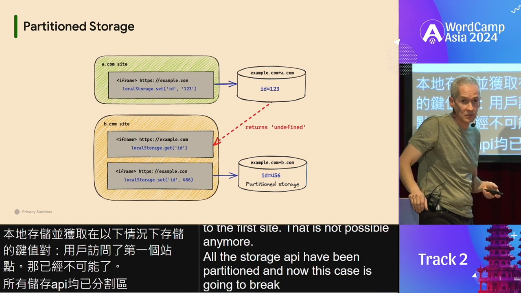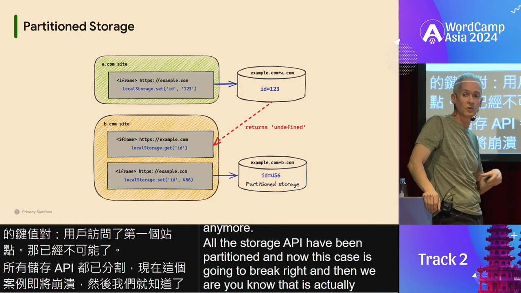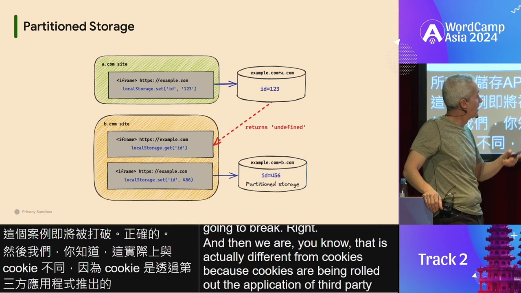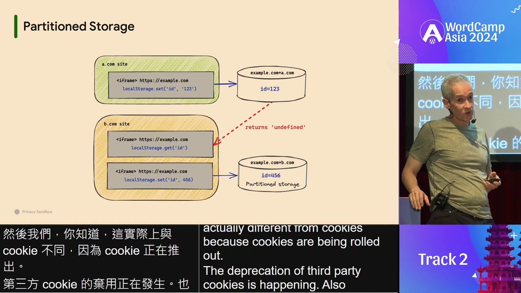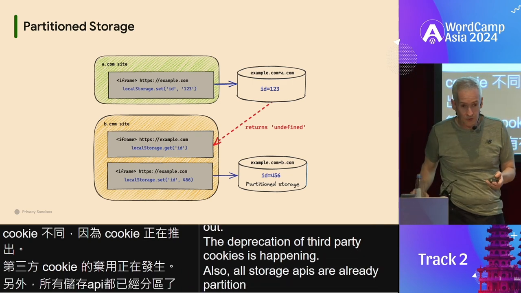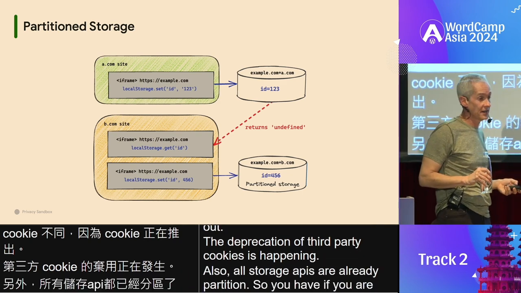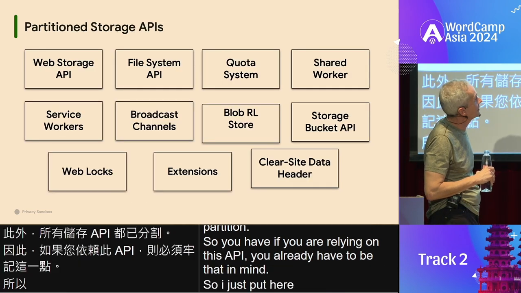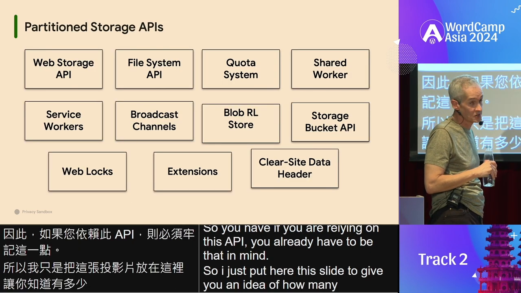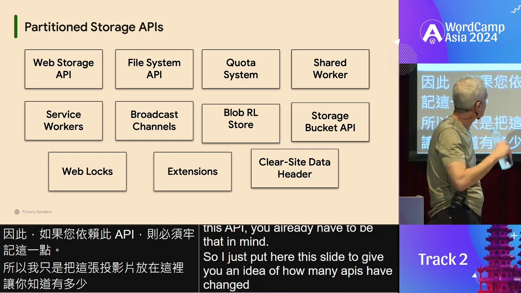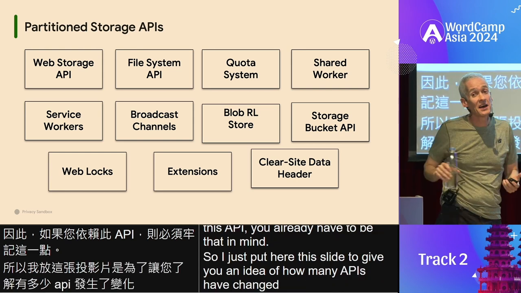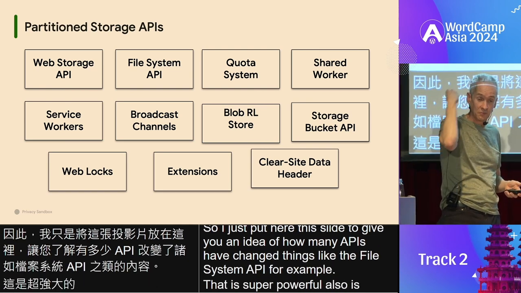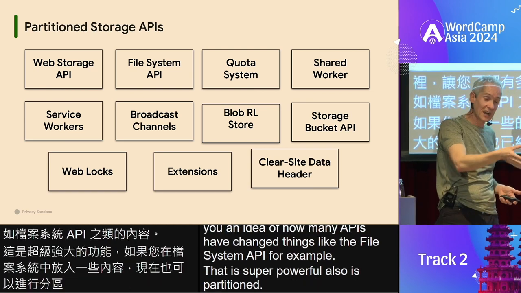Right? And that is actually different from cookies, because for cookies the deprecation of third-party cookies is being rolled out. All storage APIs are already partitioned. So if you are relying on these APIs, you already have to have that in mind. I just put this slide here to give you an idea of how many APIs have changed. Things like the file system API, for example, that is super powerful, is also partitioned now. If you put something in the file system associated with site A, you cannot recover it when you go to site B.